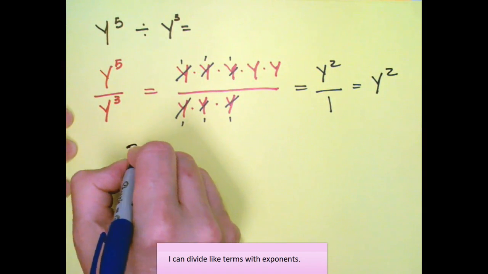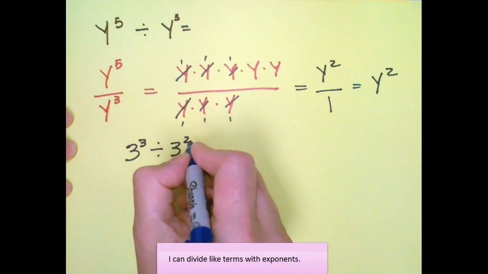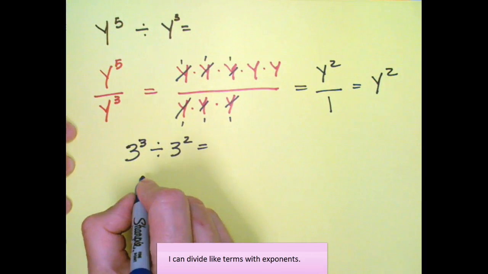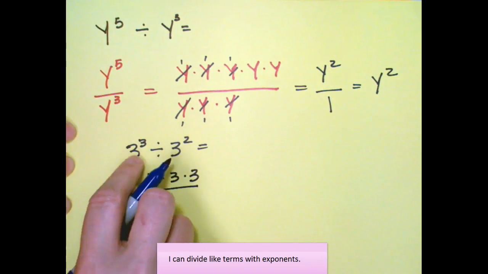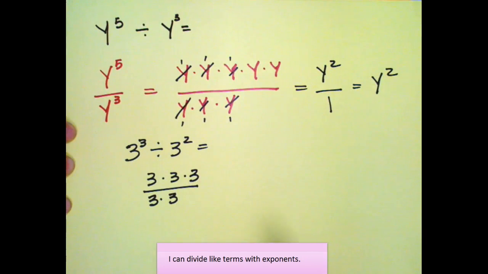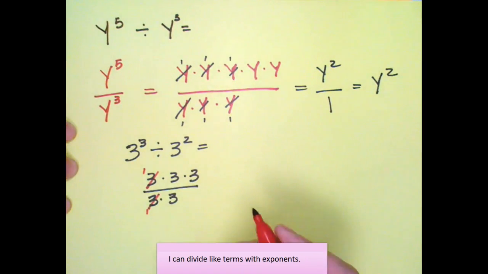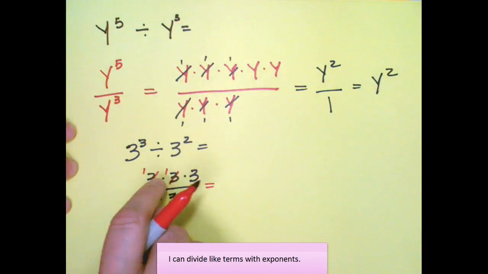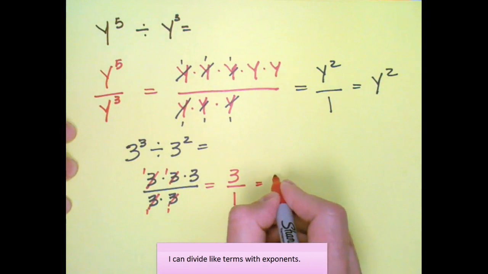Okay, so let's go with 3 to the 3rd power divided by 3 to the 2nd power. What's that going to be equal to? Okay, so 3 times 3 times 3, there's our 3 cubed, over 3 times 3, there's our 3 squared that we are dividing by. And now we can start canceling. 3 over 3 is 1. 3 divided by 3, 1. So on top, I just get 1 times 1 is 1, times 3 is 3. On the bottom is 1 times 1, and that is just equal to 3.